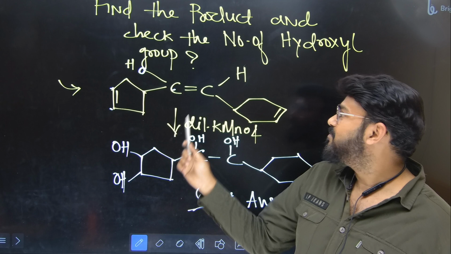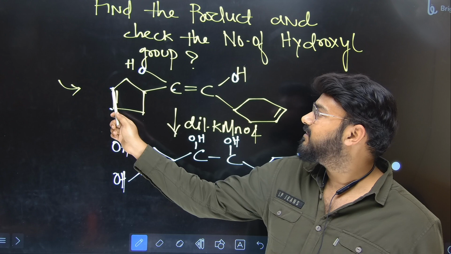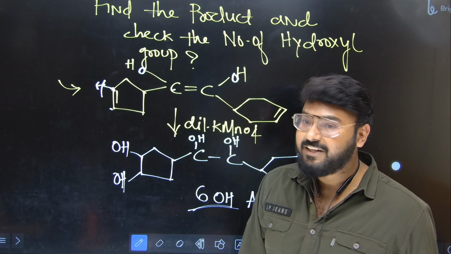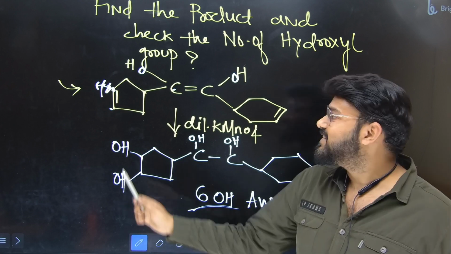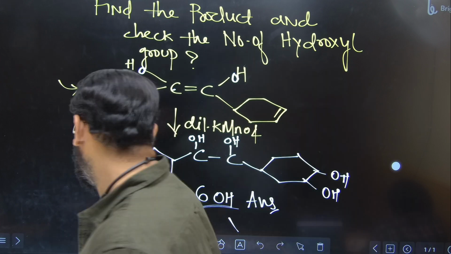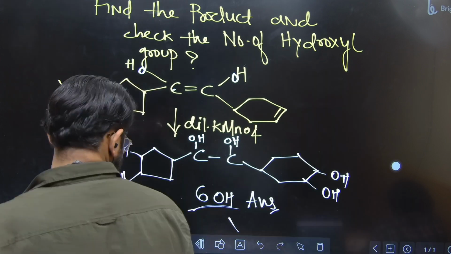Here also, this carbon has how many bonds? One, two, three, right? That means one hydrogen is there. So in this hydrogen, we inserted one oxygen. Similarly, this also has how many bonds? Correct. So we inserted one oxygen. Guys, understood the logic, right? It is so easy. Is it clear for everyone?